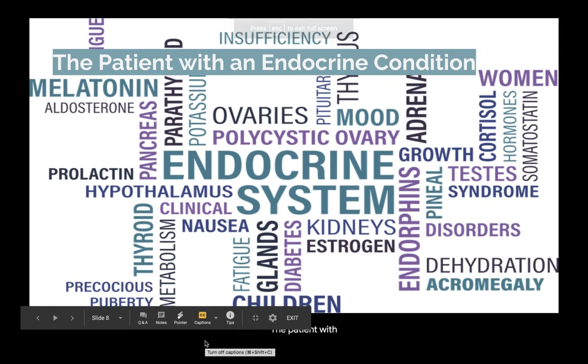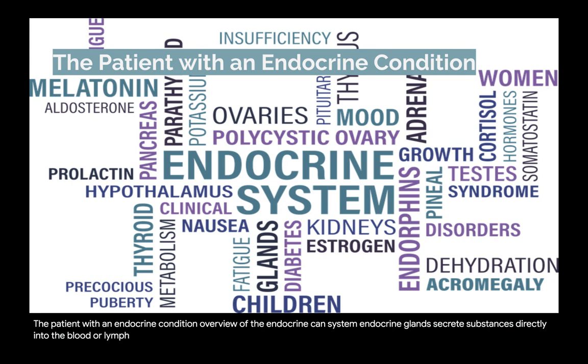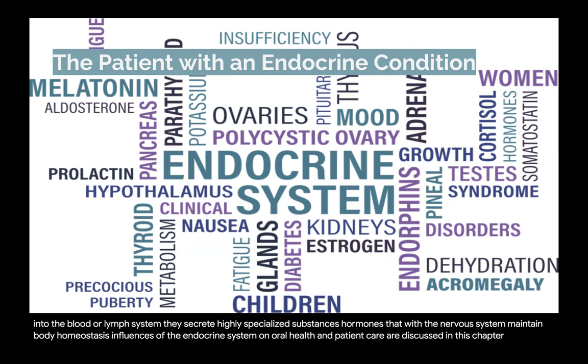The patient with an endocrine condition. Overview of the endocrine system. Endocrine glands secrete substances directly into the blood or lymph system. They secrete highly specialized substances, hormones, that, with the nervous system, maintain body homeostasis. Influences of the endocrine system on oral health and patient care are discussed in this chapter.